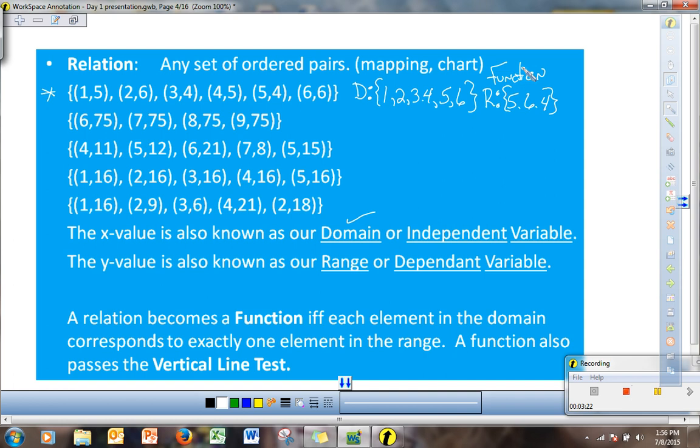Check out my second one. I got 6, 75, 7, 75, 8, 75, 9, 75. Pretend this scenario. At 6 in the morning one day, it was 75 degrees. At 7 in the morning, it was 75 degrees. At 8 in the morning, it was still 75 degrees. And at 9 in the morning, it was still 75 degrees. Just one of those days where the temperature just held. This could happen in real life. So this here is a function.